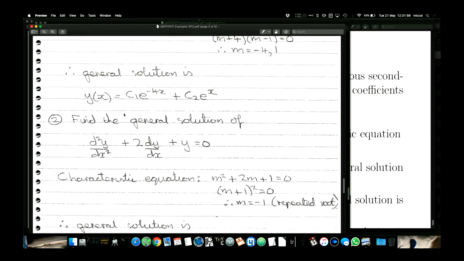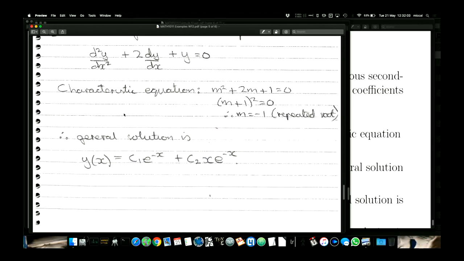m squared plus 2m plus 1. m equals minus 1. Done. Straight off the formula sheet.